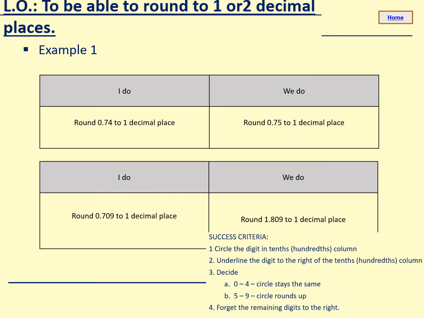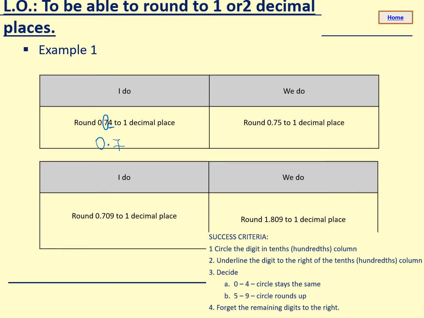Example 1. Round 0.74 to 1 decimal place. We do very similar to rounding to the nearest 10, 100 or 1000. We find the first digit after the decimal point. That's the digit in the first decimal place. In this case, it's 7. I underlined the digit to the right of it. It's 4. If that digit is 0, 1, 2, 3 or 4, the digit in the circle stays the same. We have 4, so the digit in the circle stays the same. So it's 0.7.